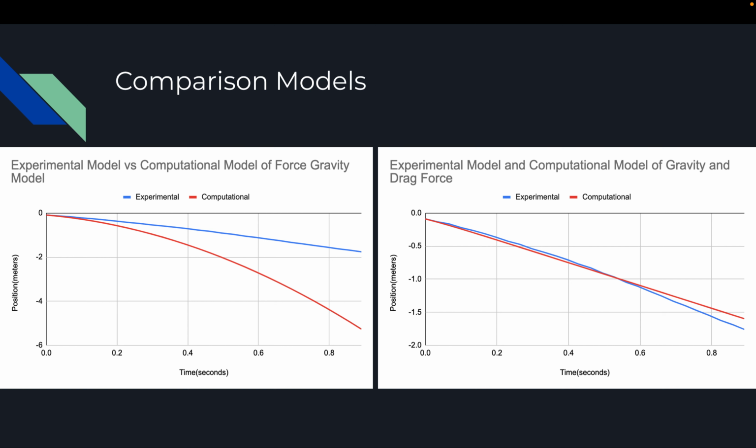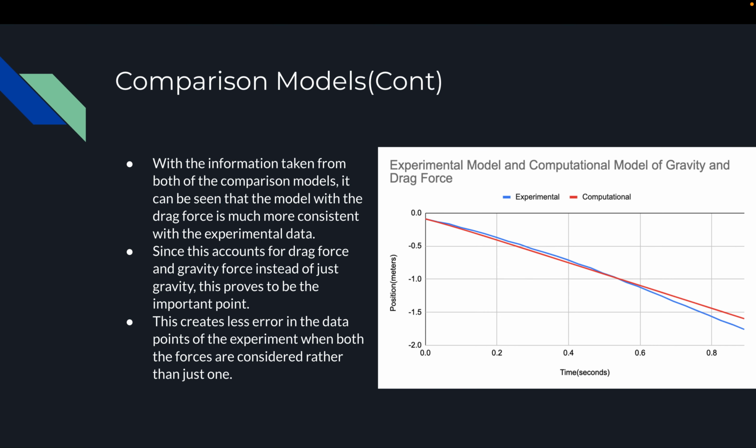So for the comparison models, I compared the experimental model that was taken from my data from Tracker to both the force of gravity model and the force of gravity and drag model. As you can see, the gravity and drag force model is much closer. The only gravity model is much bigger. So this one is much more consistent. It accounts for drag force and gravity force, and it creates less error in the experiment.